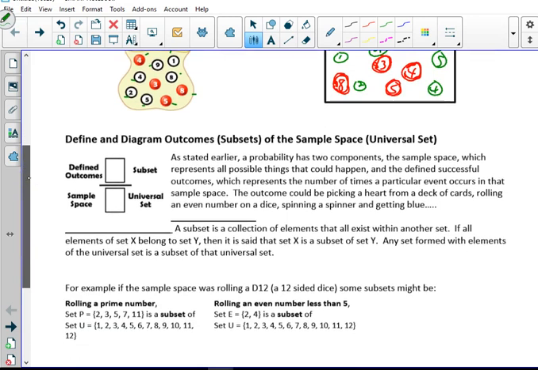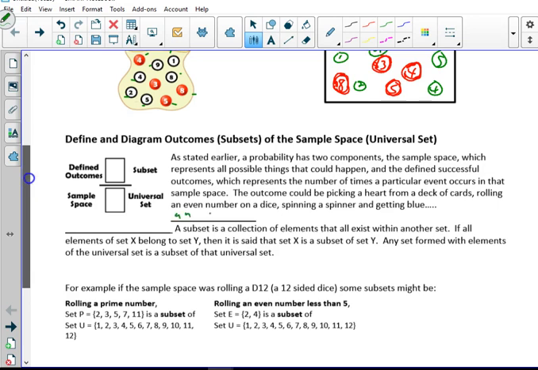So define and diagram outcomes. You can read this on your own. Okay? So go ahead and hit pause, read what's written there, and then we'll fill in the blank. So let's start with the sentence above the fill in the blank. The outcome could be picking a heart from a deck of cards, rolling an even number on a die, spinning a spinner and getting blue.